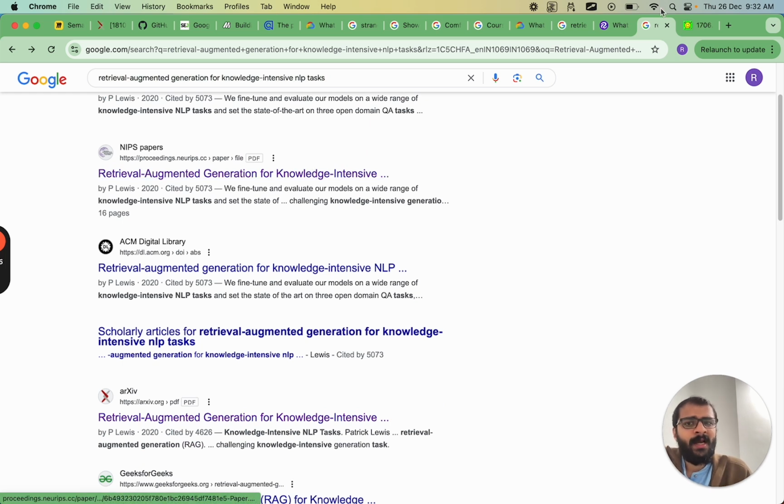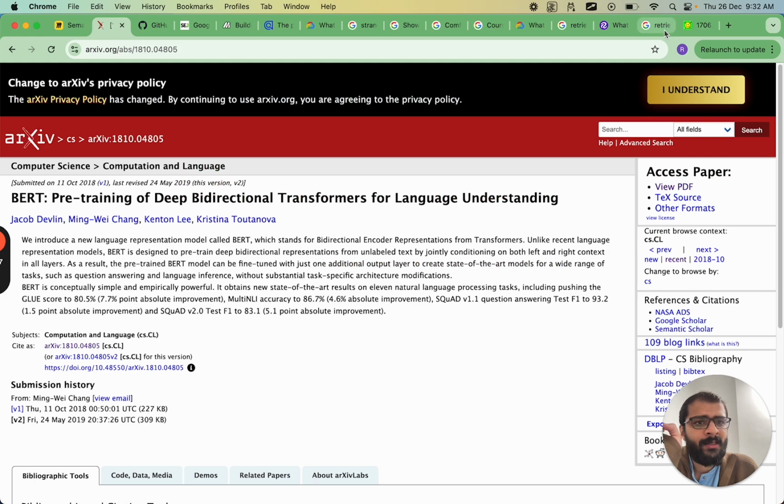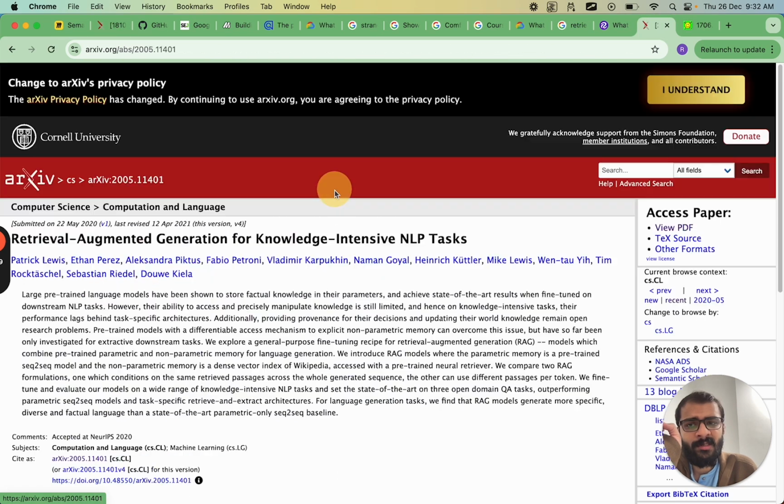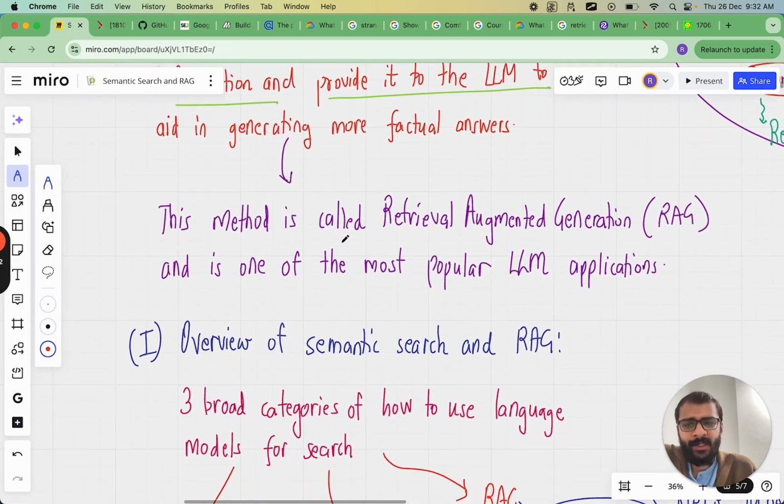If you have time, I highly encourage you to go through the 3 papers which I have recommended today. Even if you don't understand them, just read them. First is Attention is all you need, of course. Second is BERT. And the third paper which I just mentioned is Retrieval Augmented Generation for Knowledge Intensive NLP Tasks. All of these are foundational papers and wonderful papers to read and understand. So this is about the history of Retrieval Augmented Generation.